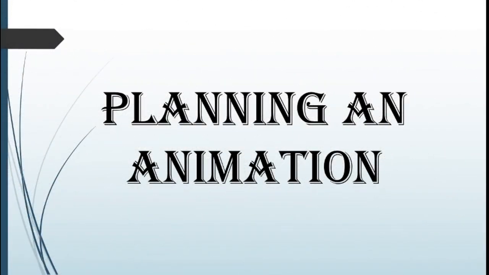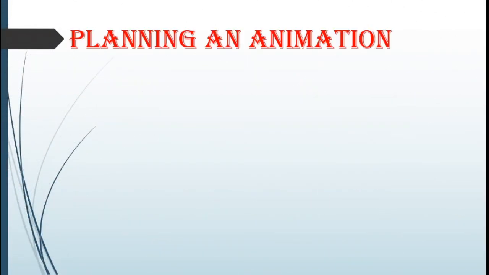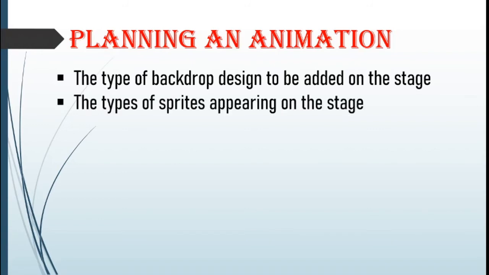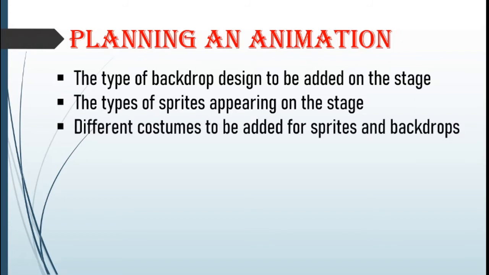So the next point is planning an animation. Before creating an animation, you need to plan how to create it. You must keep the following points in mind while preparing the blueprint of your animation. The first point is the type of backdrop designs to be added on the stage. Second point is the types of sprites appearing on the stage. Third point is the different costumes to be added for sprites and backdrops.